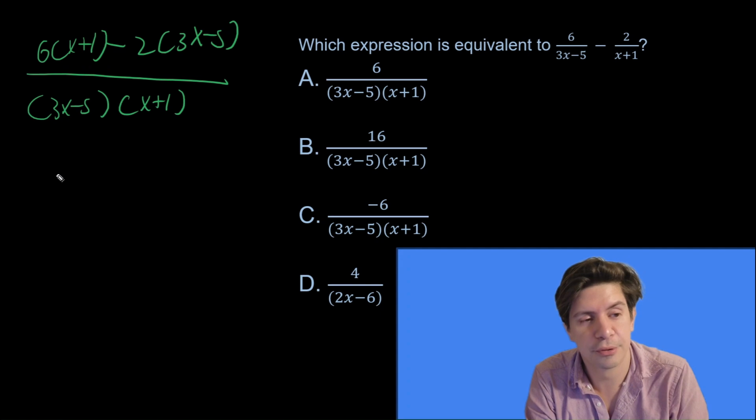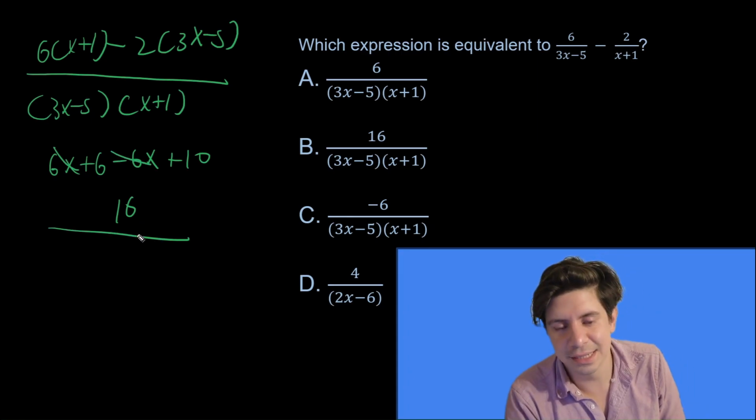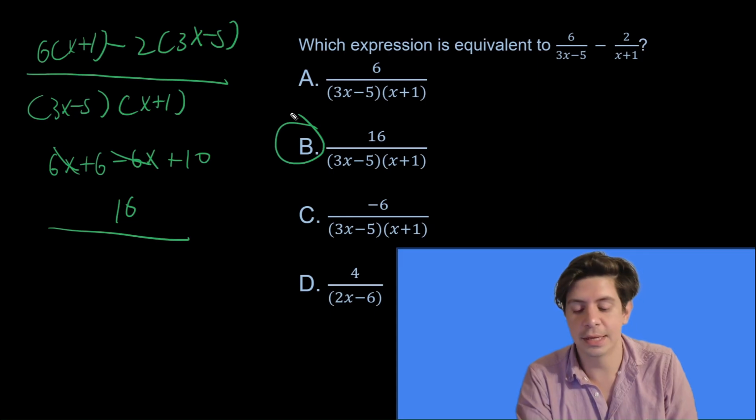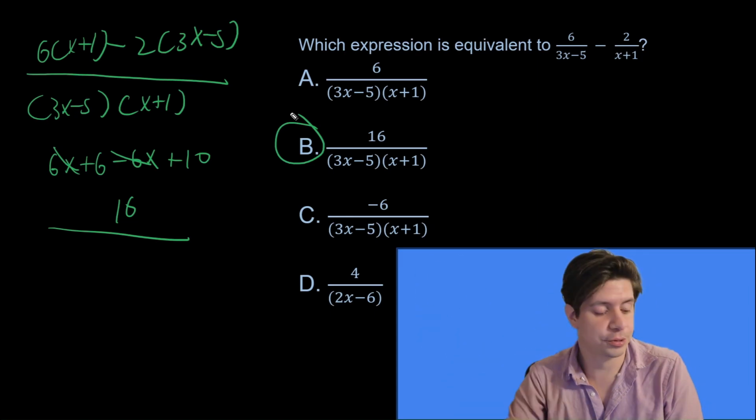So then on top we're going to get 6x plus 6 minus 6x plus 10. So we're going to get 6 plus 10, which is 16. 6x minus 6x cancels. So we're going to get 16 over (3x minus 5)(x plus 1). B as in boy. Okay, any questions on this? You know to put them in the comments.